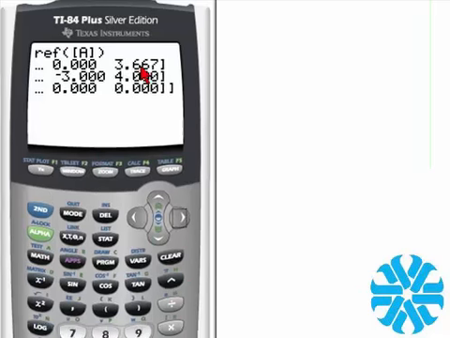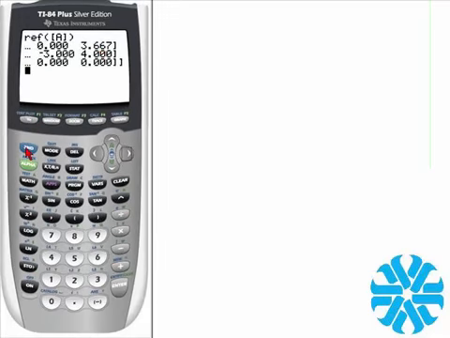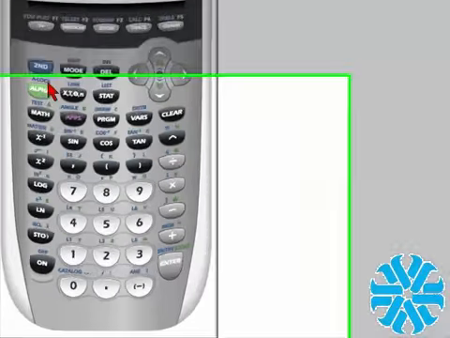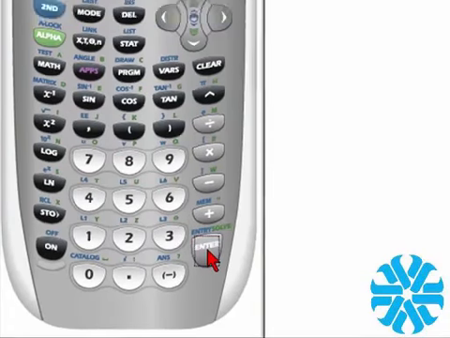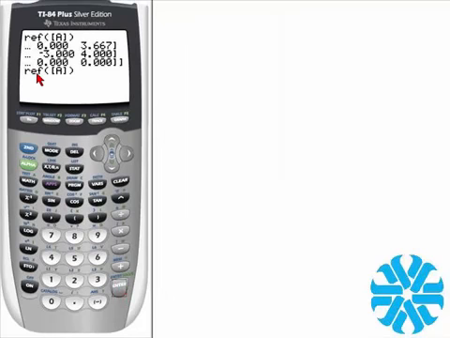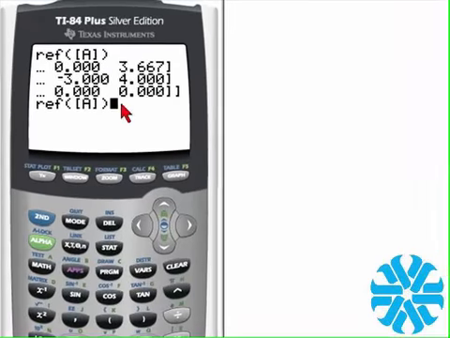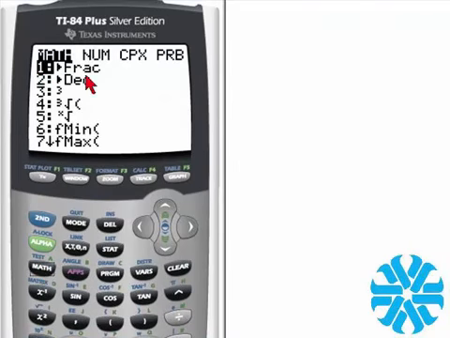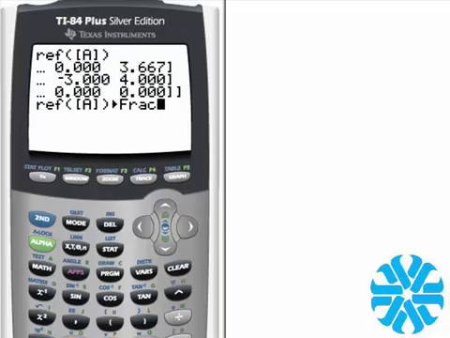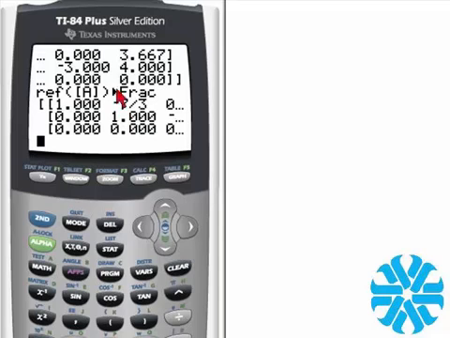So let's go back and recall our last operation, and to do that we go to second function and then hit the entry here. So select enter. Now what we're going to do is put the fraction operation here. We hit the math button and we want FRAC. Select enter and then enter again. And now notice it took the decimal and converted to a fraction.